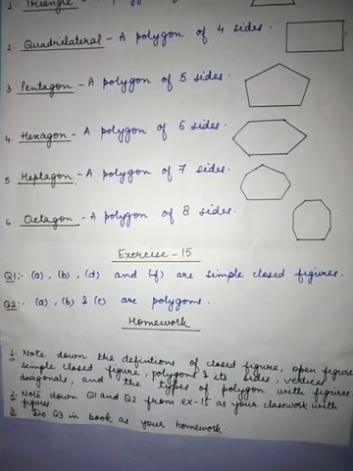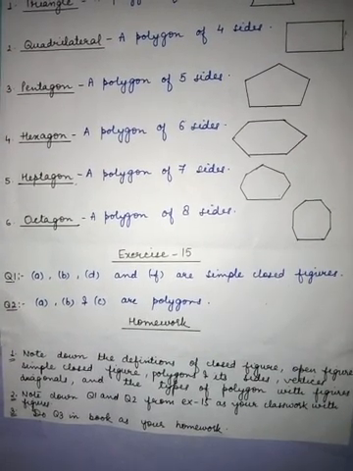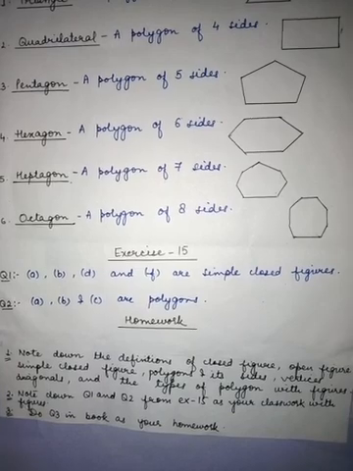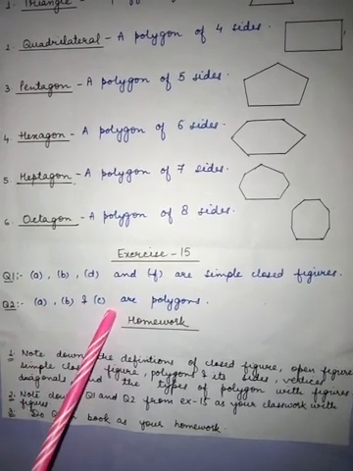In question number 2, which of the following are polygons? You have to find out which figures are said to be polygons. So A, B and C are polygons.